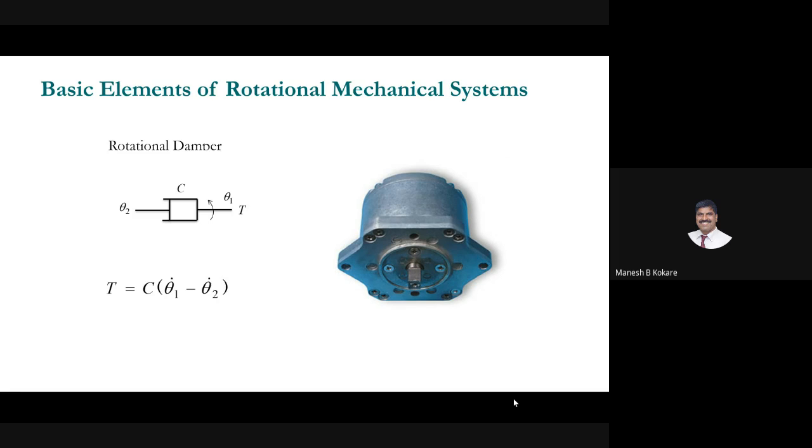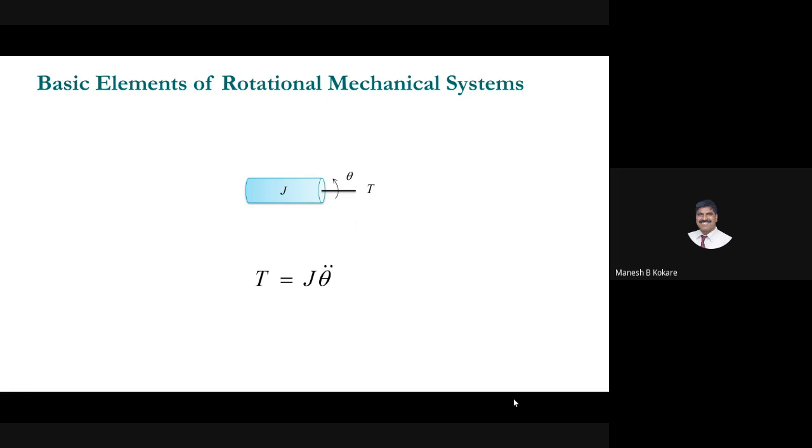So it is just similar to the translational mechanical system. The only thing is that you have to use the rotational terms. Then the last element of the rotational mechanical system is the moment of inertia. The moment of inertia coefficient is given by J. When you apply torque on this, there will be an opposite torque offered by this moment of inertia, which is directly proportional to the acceleration. So theta 2 double dot is the acceleration, and the proportionality constant is J, the moment of inertia constant.